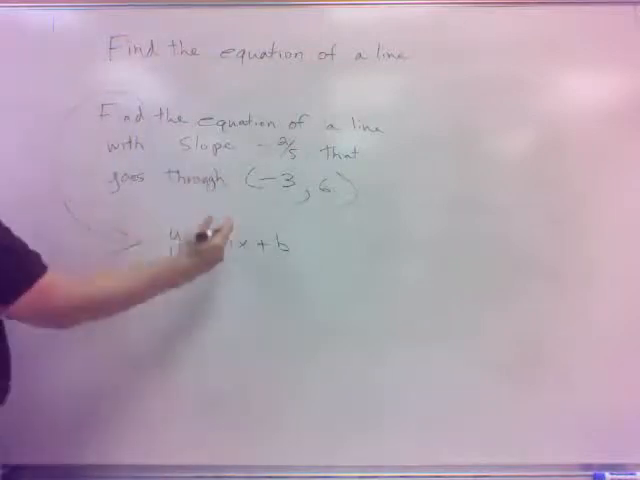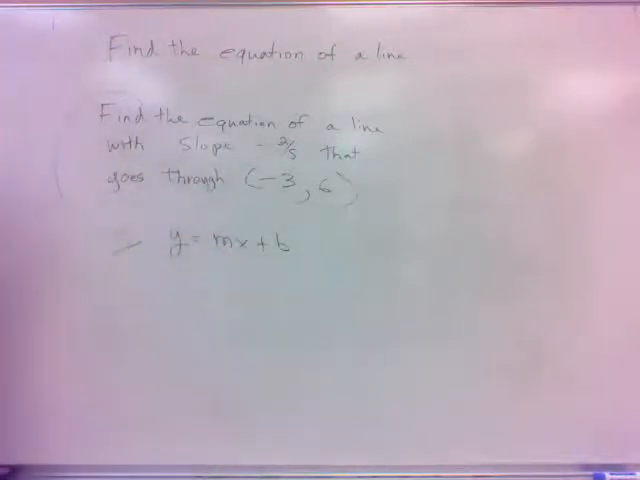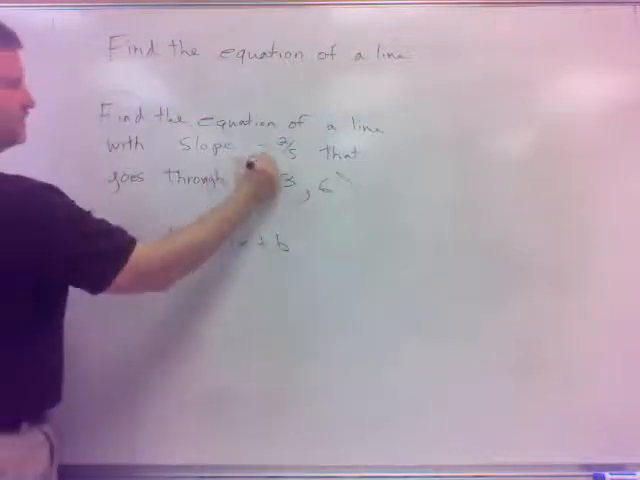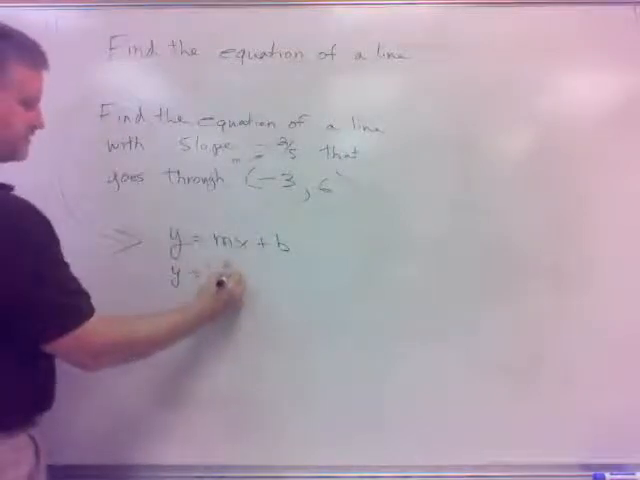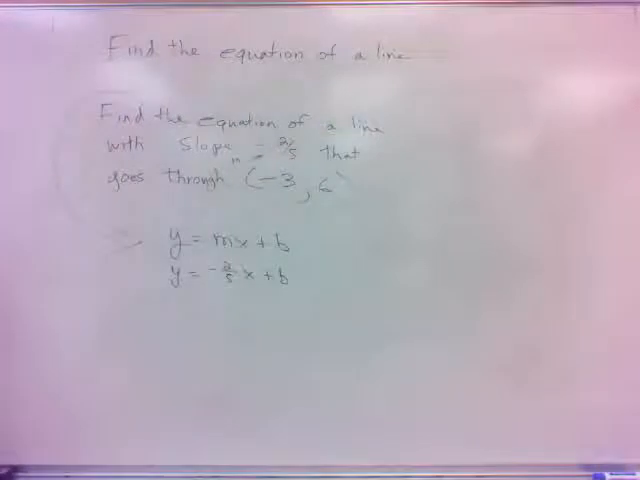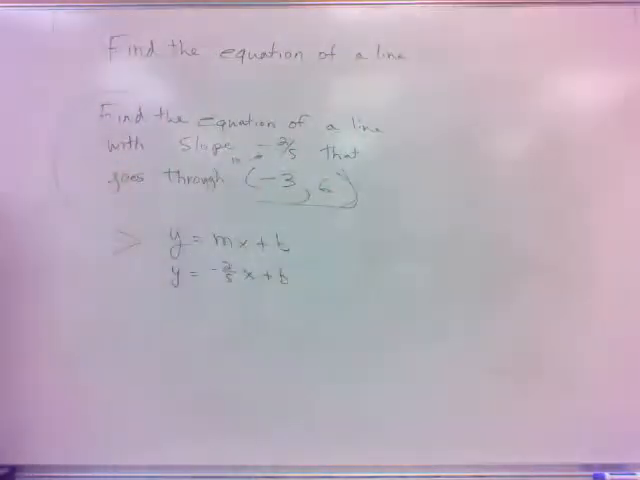Now, in this case, two things I need to know. I need to know m. I need to know b. In this case, though, I only know one of them. I know which one. Got the m. M is the slope, so I've got m is negative 2/5. So now if I can find b, I will have this problem done.